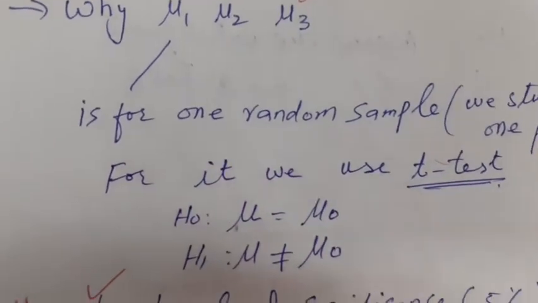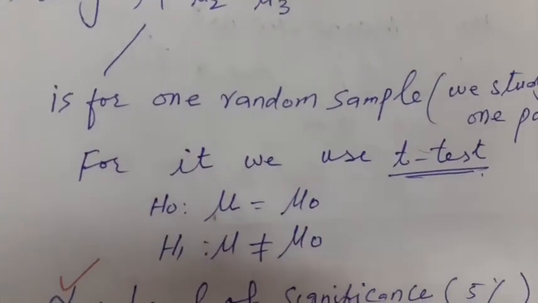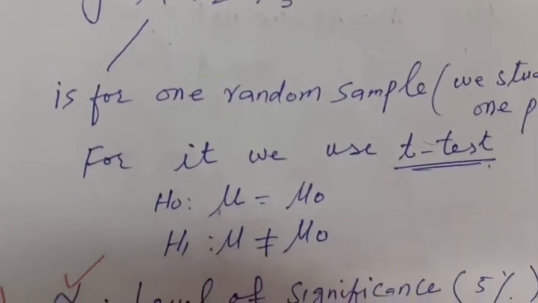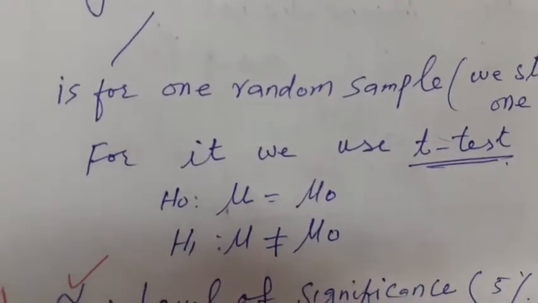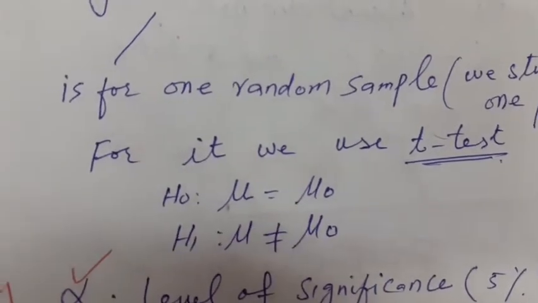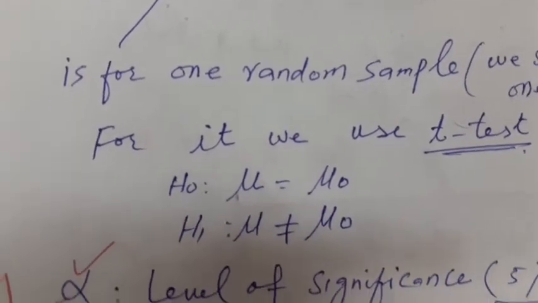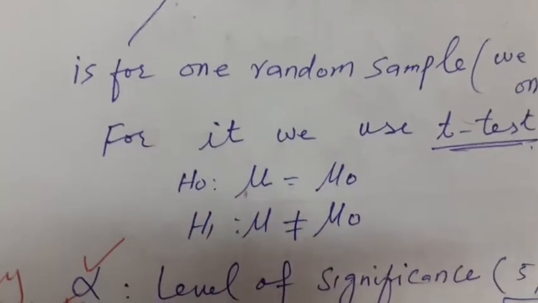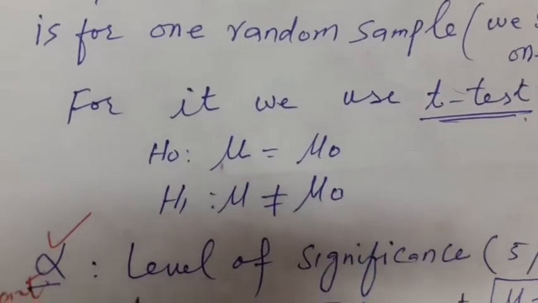Here is H0, the null hypothesis. The null hypothesis is a statement that we define here. We discuss the parameter. So, mu is equal to mu naught. H1: mu not equal to mu naught. There is also the option mu greater than mu naught or mu less than mu naught.